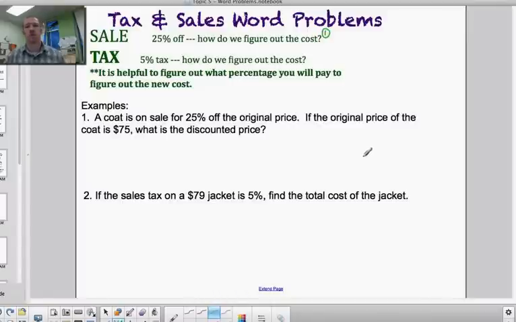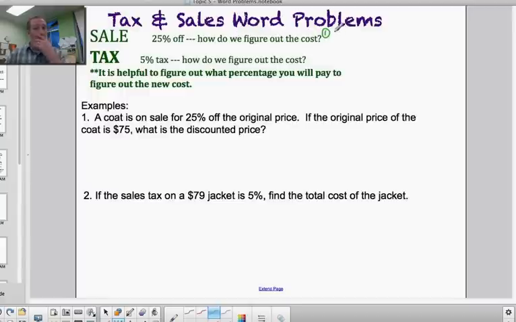Alright, so now we're applying proportions and percents to word problems, mainly involving sales and tax. So see how I have this set up here? A sale is when you pay less. So there's a couple of ways you could figure out what you end up paying on sale. If you have 25% off, how do you figure out the cost?